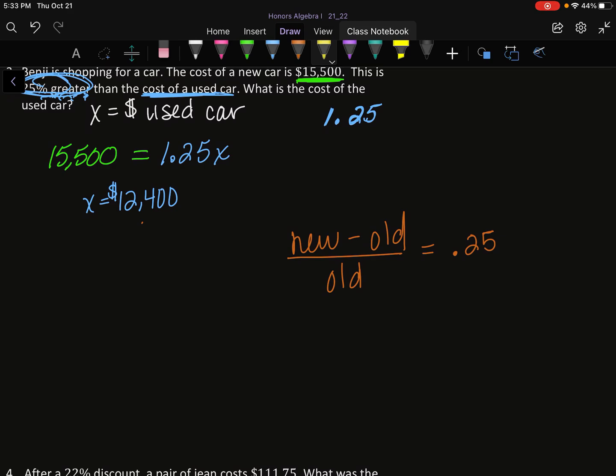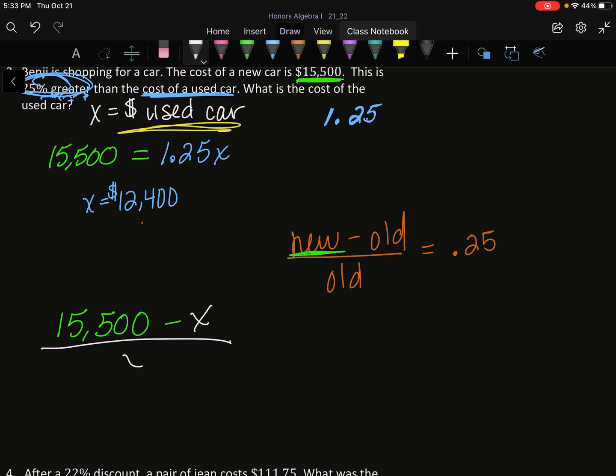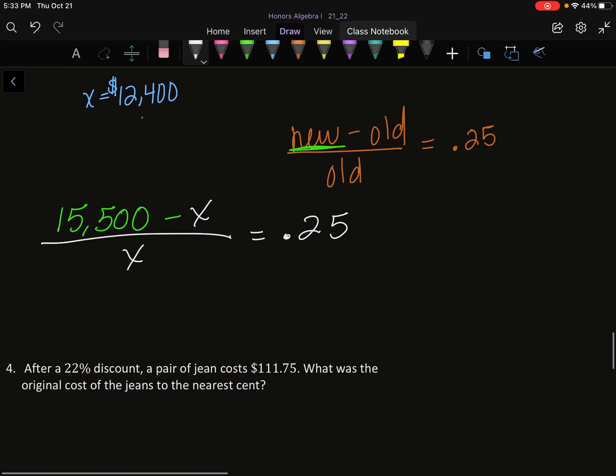So I don't know my used car, right? But I know my new car. I haven't done it this way, but it should work this way. Minus the old car, which is the used, and then over used. Yeah, it does work out this way.